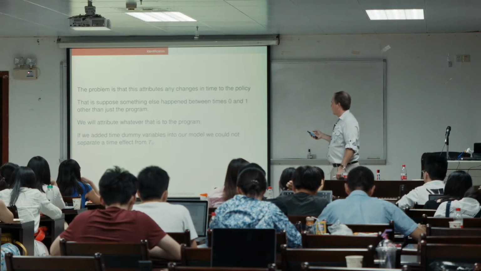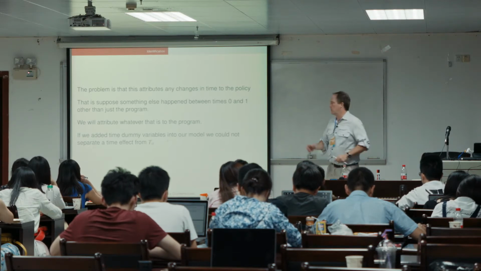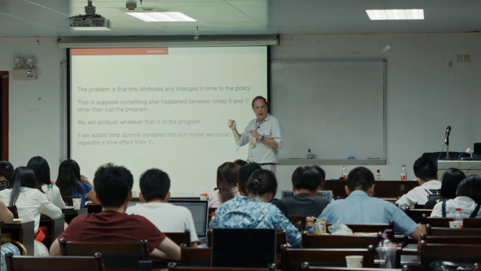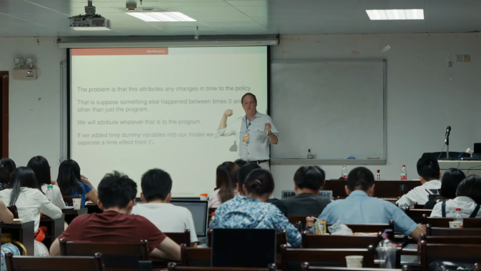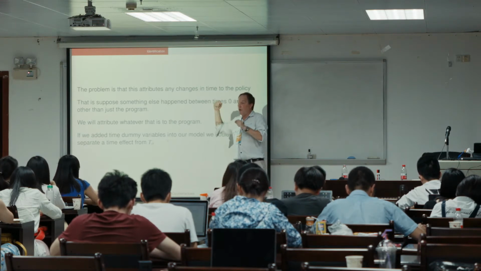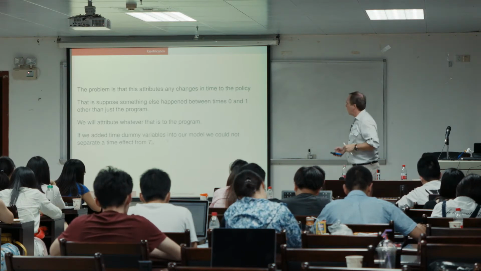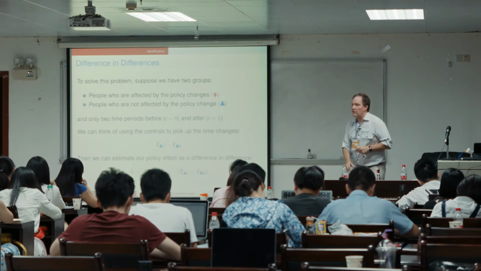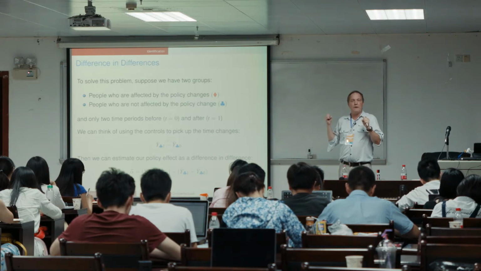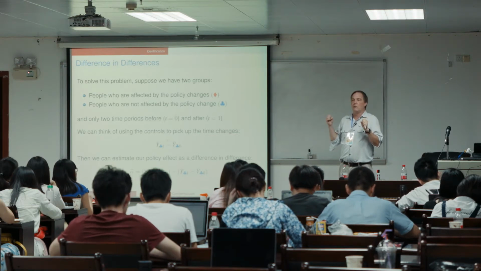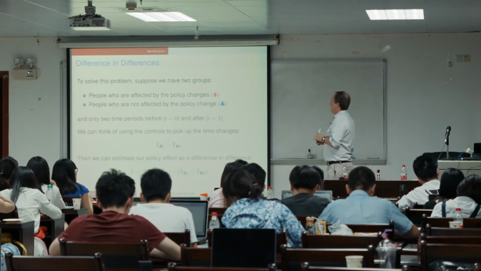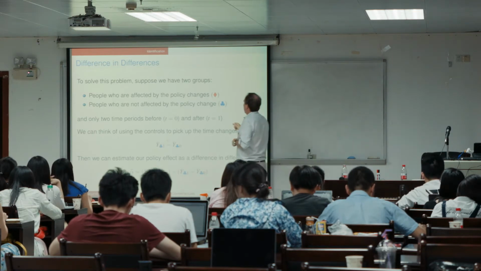And in particular, if I added time effects into the model, I couldn't separate the time effects from the treatment effect, right? It's perfectly collinear. The treatment effect varies perfectly over time. So what do I need for difference in differences? I need the treatment effect to no longer be perfectly collinear with time. Okay? And in particular, the simplest version of it is I'm going to have 2 groups of people.